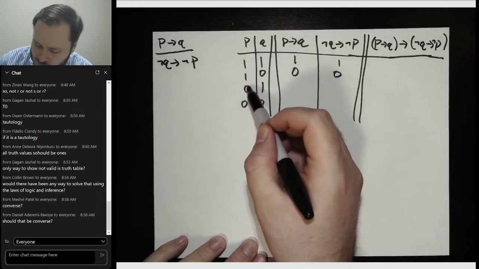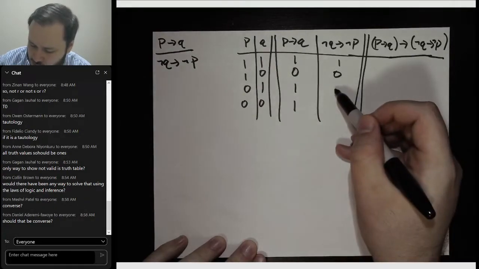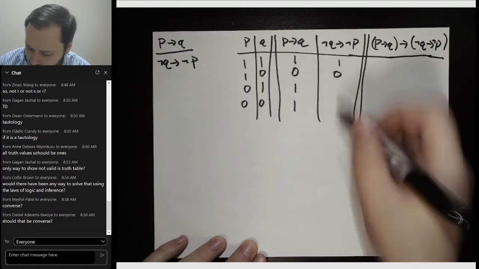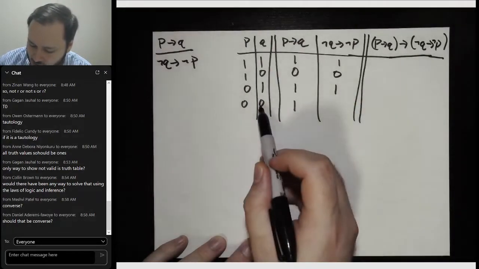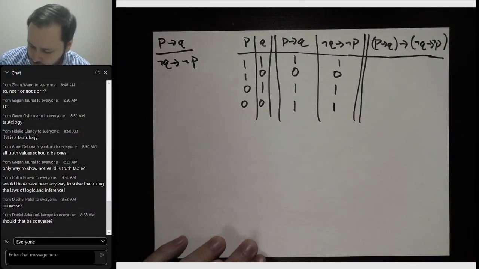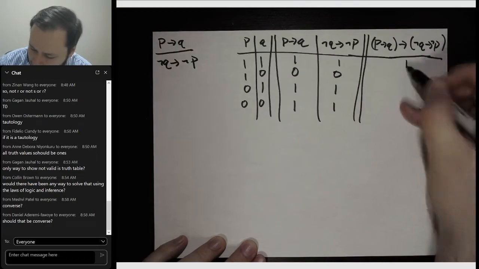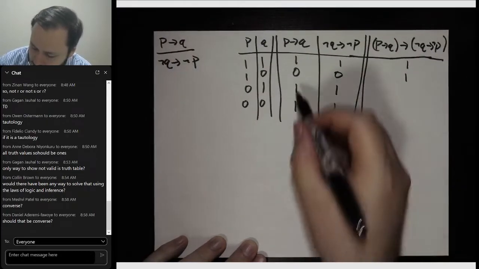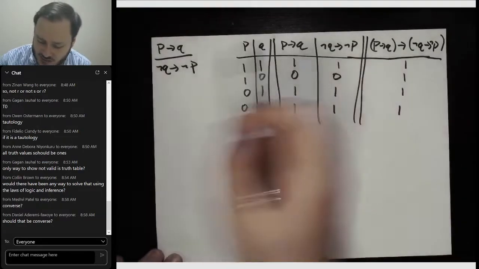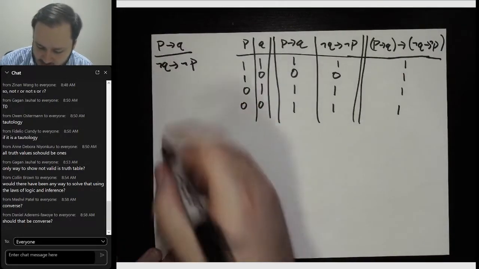And then P implies Q, false implies anything is good. Not Q, so this is 0, implies anything is good. And now not 0 is 1, and not 0 is 1, so this is 1 implies 1, which is also good. And so now finally I have 1 implies 1, that's good. 0 implies 0, that's good. 1 implies 1 is good. 1 implies 1 is good. I have all 1s here. I have a tautology. This is good. So the contrapositive is equivalent to the original statement.